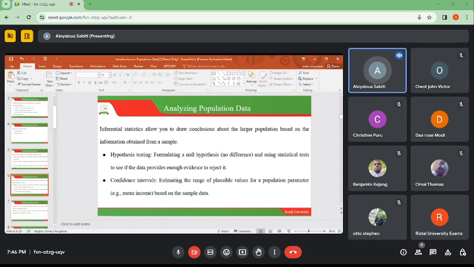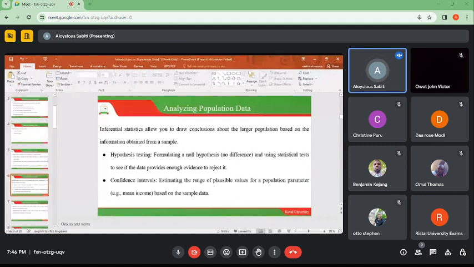And then we look at confidence intervals, where there is estimating the range of plausible values for a population parameter based on the sample. So the confidence intervals are giving us the odds or the values in which particular characteristics lead to certain outcomes.